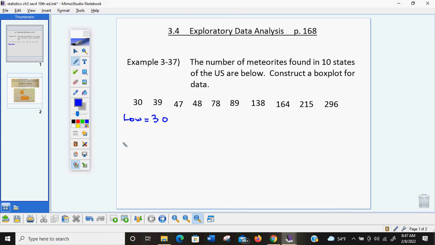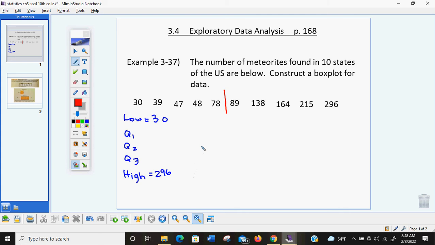Now we're going to need to do our Q1, Q2, Q3, and our high. We know the high is equal to 296. We've got those already. That's all we're adding here. So first thing is going to be Q2. We have 10 pieces of data: 1, 2, 3, 4, 5. This would be the middle, the median, right?